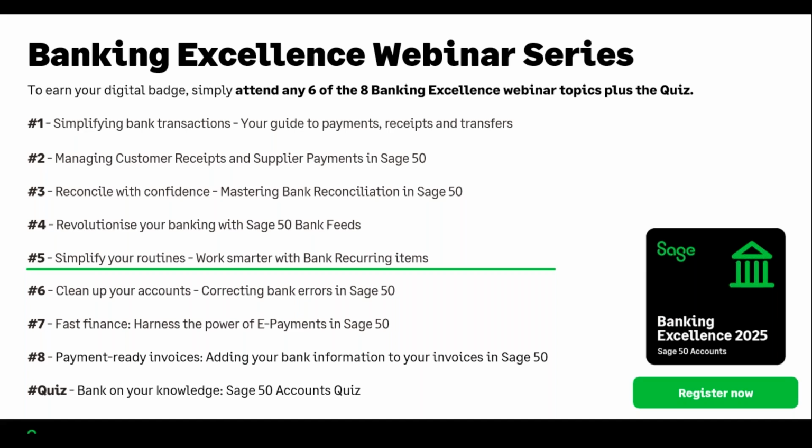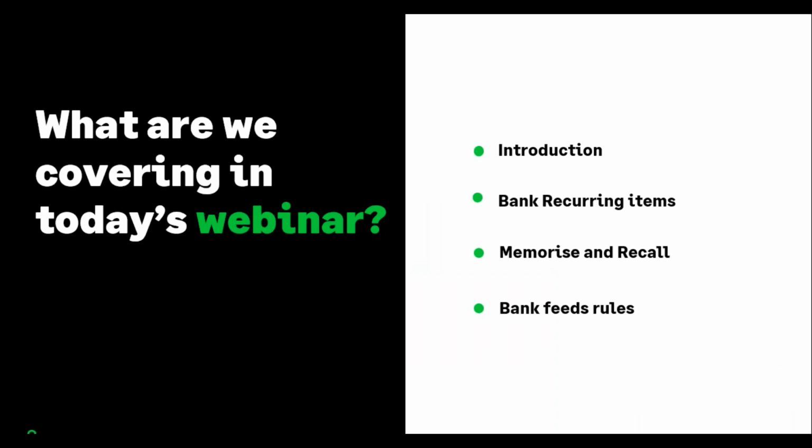So what exactly are we going to be covering today? Well, we're going to be looking at recurring items. First off, an introduction to recurring items, specifically going into bank recurring items. The version for invoices and credits is memorize and recall. We'll be going into that in a wee bit of detail. And then we're going to be touching on bank feeds rules also. So that is the itinerary. I'm going to be demoing everything as well, so don't worry, you'll be able to see what you need to be doing in order to make your routines a lot quicker.